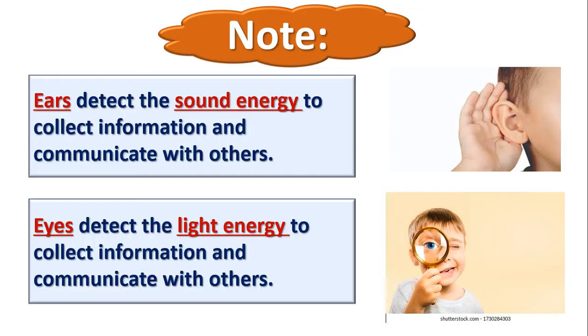Super. Okay, now let's talk about the ears and the eyes. The ears can detect or take which energy? Super, the sound energy. It can collect the information of sound energy and use it to communicate with each other. What about the eyes? The eyes detect which type of energy? The light energy. So the ears detect sound energy and the eyes detect light energy.